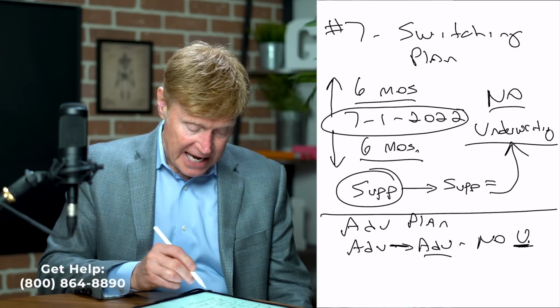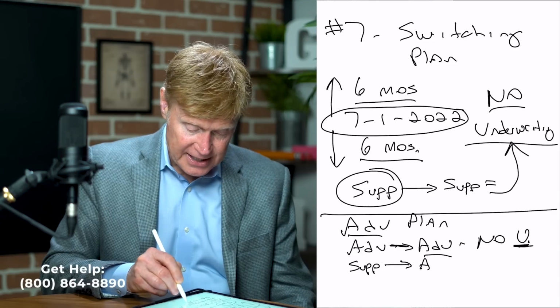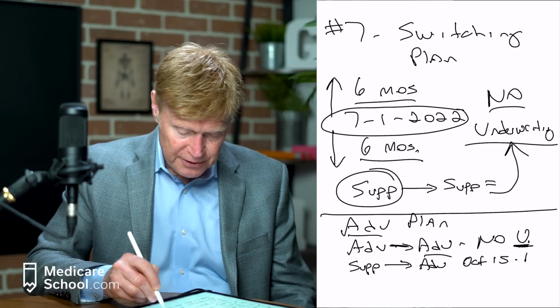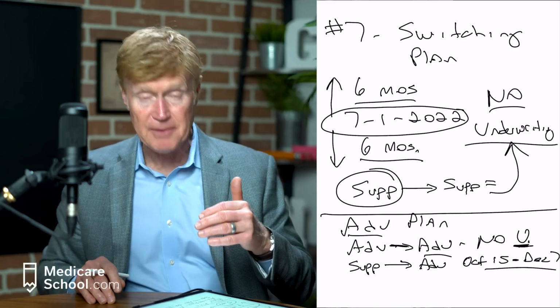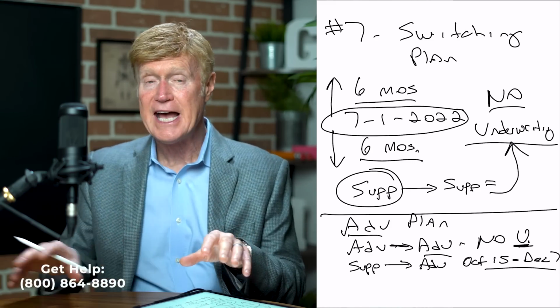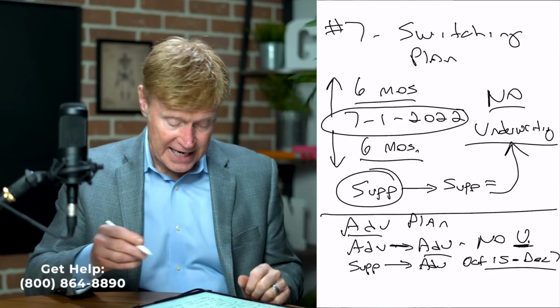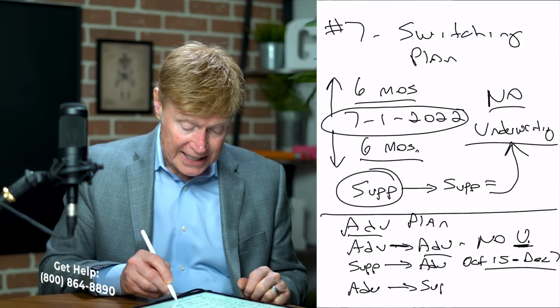Now, if I am on a supplemental plan and I want to go to an Advantage plan, the way that works is I have to make that move October 15th to December 7th. So it's the only time I can do that. So I'd be on my supplemental plan until the end of the year. I make the switch at the latter part of the year, and then my Advantage plan would go effective January 1st.